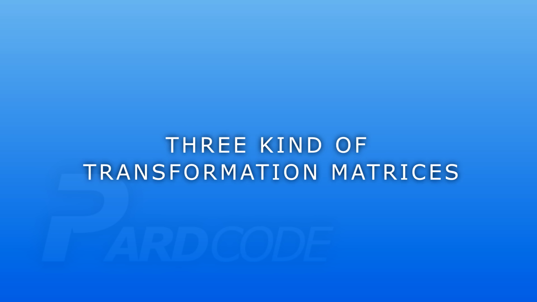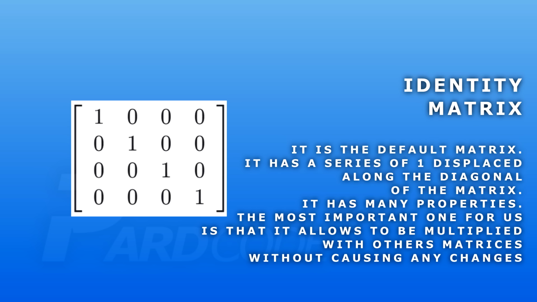We have three kinds of transformation matrices. But before listing them, it is important to talk about the identity matrix. The identity matrix can be defined as the default matrix. It has a series of ones along its diagonal, and among its useful properties, we have the possibility to multiply it with any other matrix, and we will always obtain, as a result, the other matrix without any change.